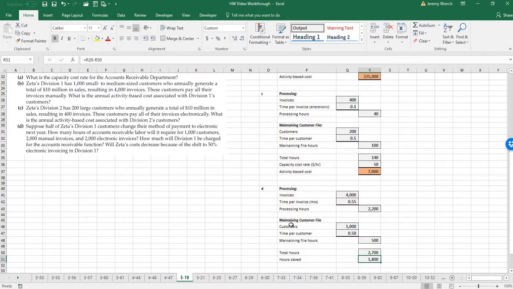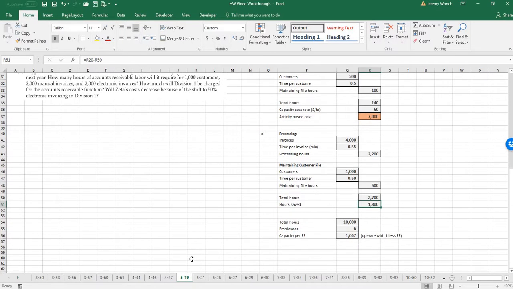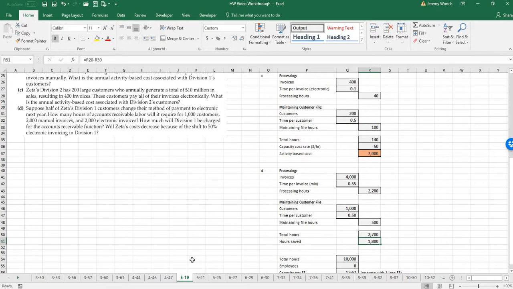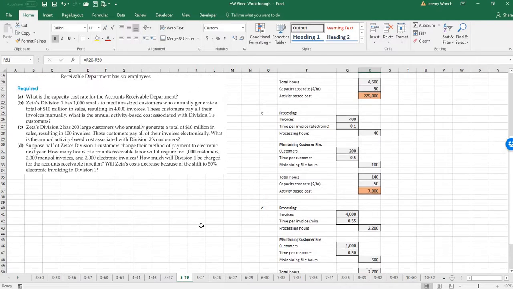It asks us, by having the customers switch to electronic, would the total cost to Zeta actually decrease? And yeah, they probably would, because we wouldn't need as many employees to do so. So I guess that's why, when you go to pay your electric bill or your cable bill, they always push you to do it electronically instead of by check, because it's going to save them a lot of money.